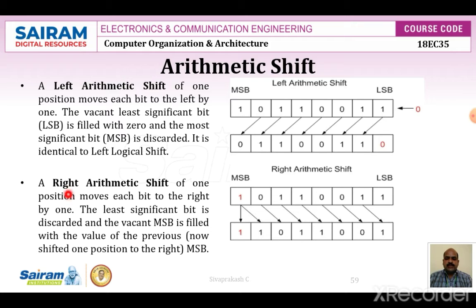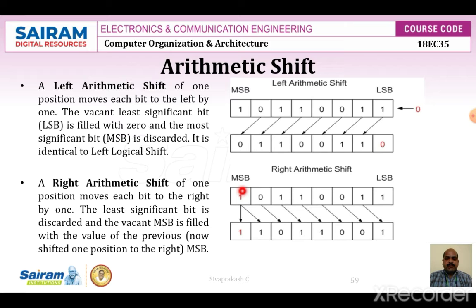Whereas moving to the second one, the right arithmetic shift. The right arithmetic shift is somewhat different from the left arithmetic shift. In the sense that it moves the bits one position to the right by 1, whereas the least significant bit is discarded and the vacant MSB field is filled with the value of the previous MSB. Such a way it's going to do that.